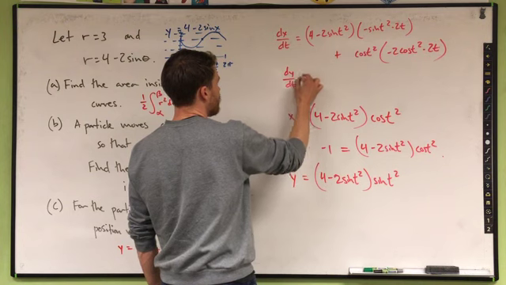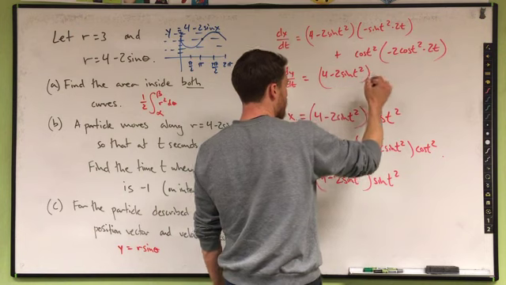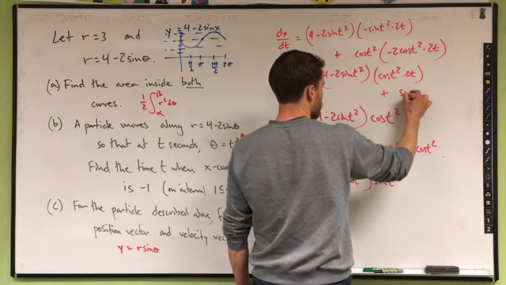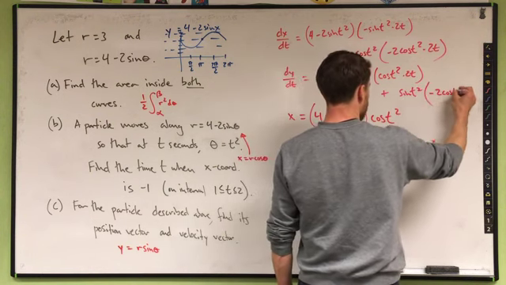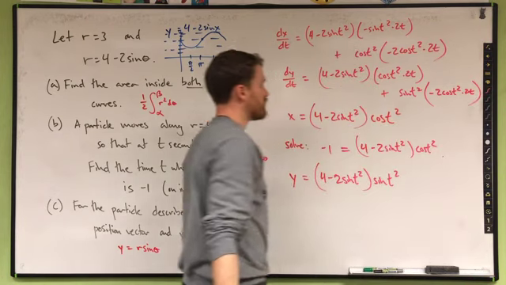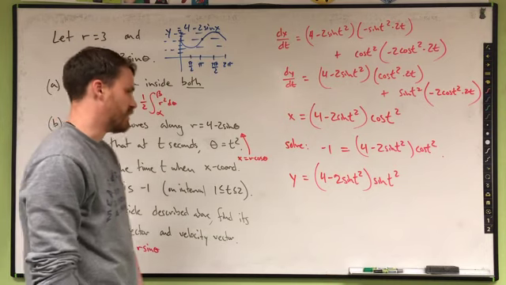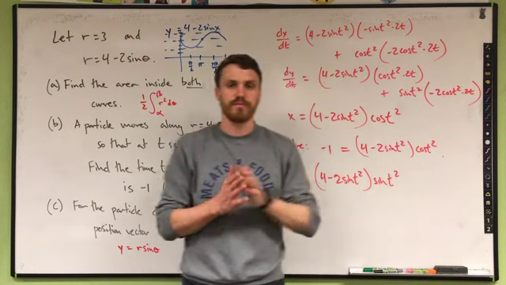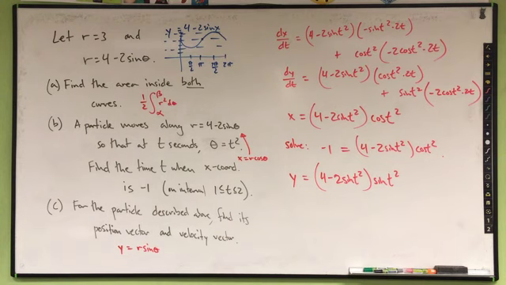And dy/dt, very similarly, would be 4 minus 2 sine t squared times cosine of t squared times 2t, plus the second, which is sine of t squared, times the derivative of the first, which is -2 cosine t squared times 2t. So it's just a little bit of calculus. And I think they asked you to find it at t equals 1.5, so then you could just plug 1.5 in. So that's one example of a polar question that involves calculus.